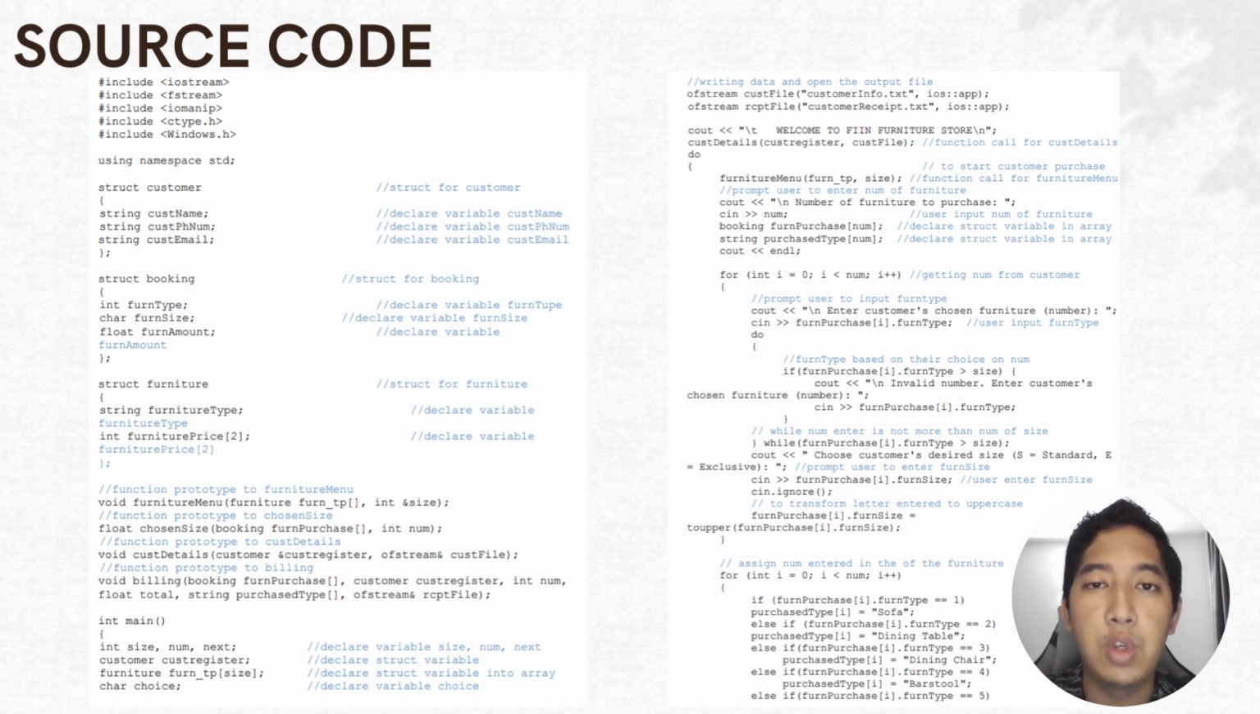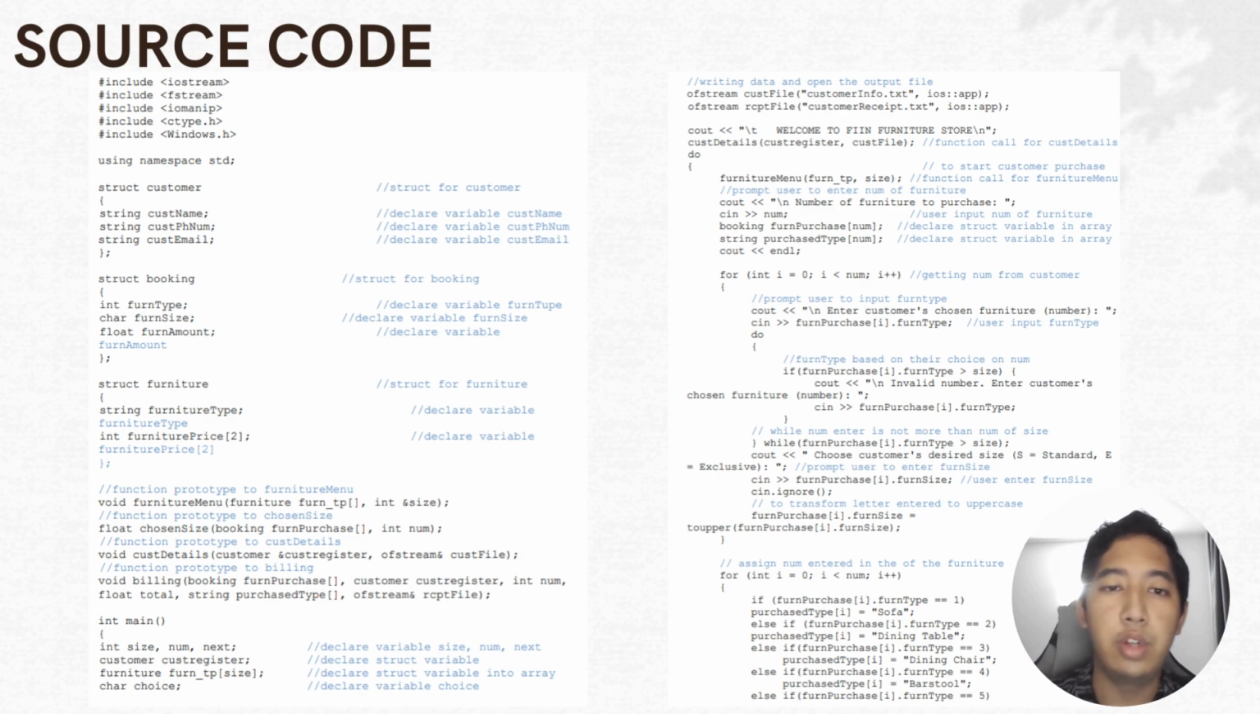After that, we also have a welcoming message for our customer, which is welcome to FIIN Furniture Store. And then we call a function which is cost details to store our customer details into cash files, which is the parameter cash register based on the struct customer, and cash file to store the customer details. And then we have a do while loop.